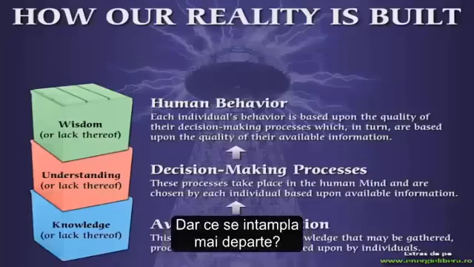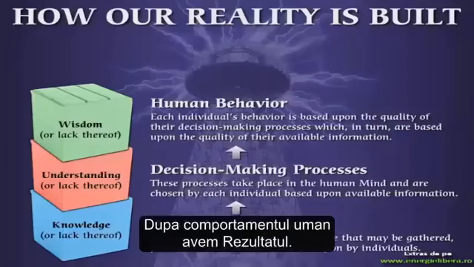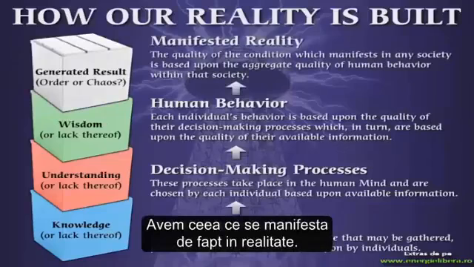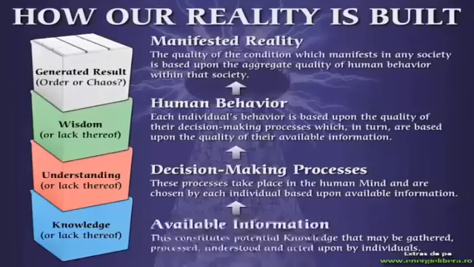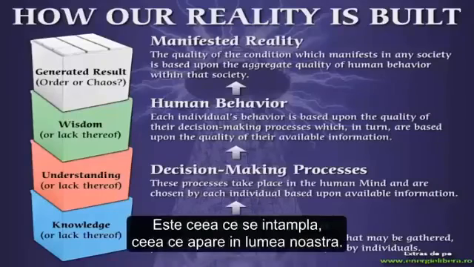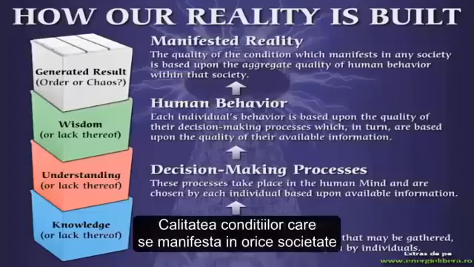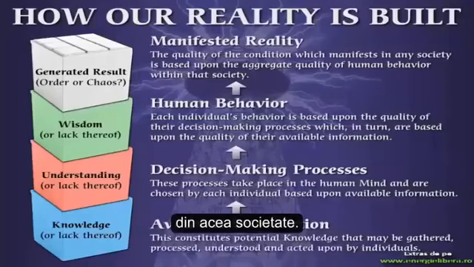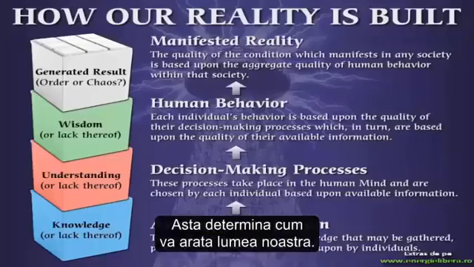So what happens above that? After human behavior, we get the result. We get what actually manifests in reality. So that's the generated result. The conclusion, the manifestation, it's what happens. It's what occurs in our world. The quality of the condition which manifests in any given society is going to be based upon the aggregate quality of behavior within that society. That determines what our world is like.